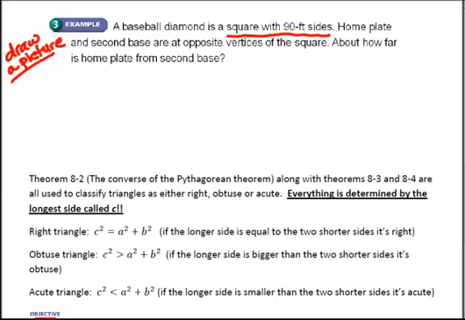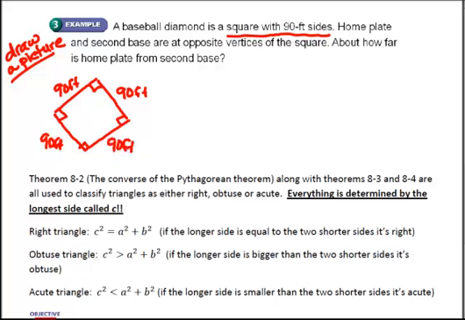Okay, now we're going to make it like a baseball diamond. It's a square with 90-foot sides. So I got my right angles and I have my 90-foot sides. If you've never played baseball or softball, this is how it works. This is home base, first base, second base, and third base. And we call this home.